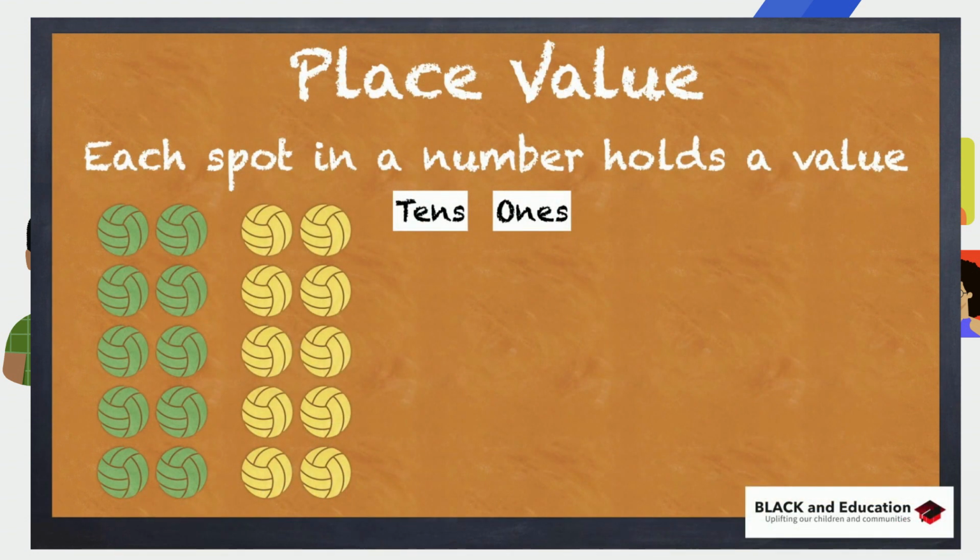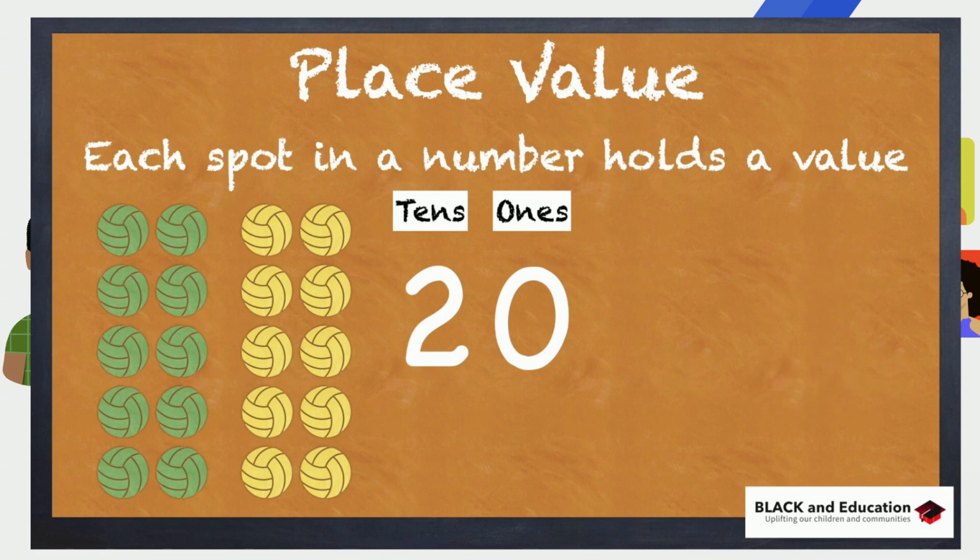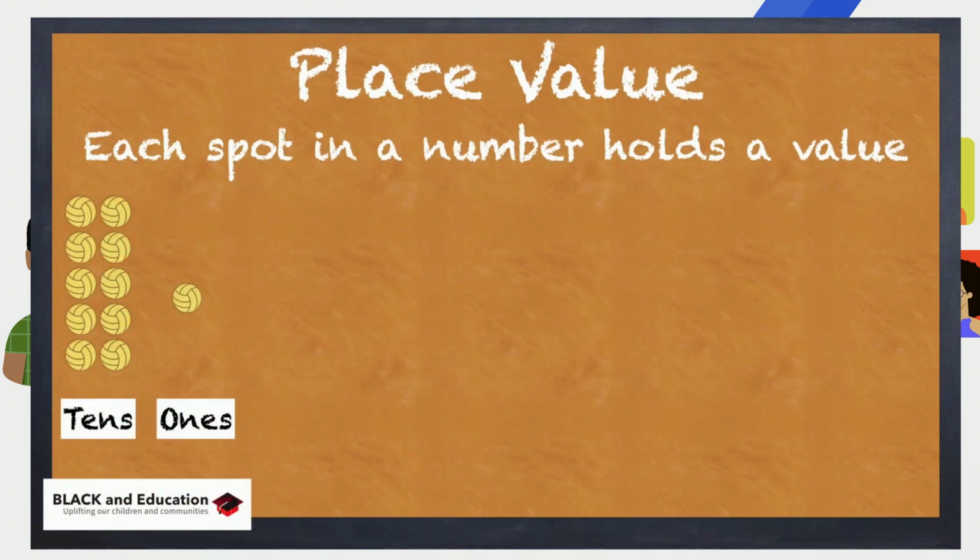So what if we had 2 groups of 10? Let's say I have two groups of 10 volleyballs. So I essentially have 20 volleyballs. So I have 2 tens when it comes to 20, and I have 0 ones. A number like 20 is kind of special. You have 2 tens and 0 ones, no ones. That's the number 20. So when you think about that, each spot has a value.